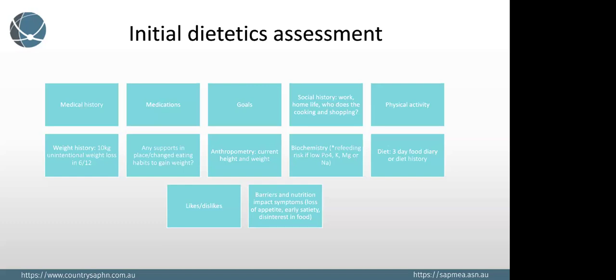And diet history, we want a full diet history of what they normally eat, which is usually helpful, or they can do a 3-day food diary of their intake. It just helps us get an idea of what they're actually getting versus what they need. Likes and dislikes, things that might affect what we recommend for them, and barriers and nutrition impact symptoms. So what is the degree of their loss of appetite? Do they get early satiety, so getting full really quickly?